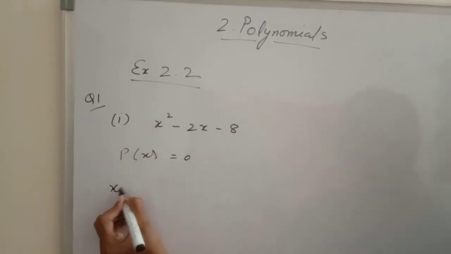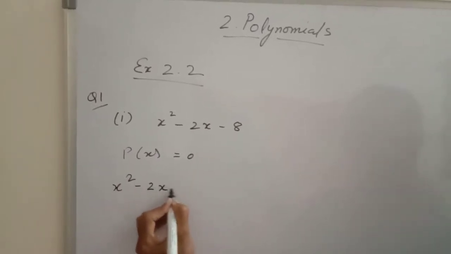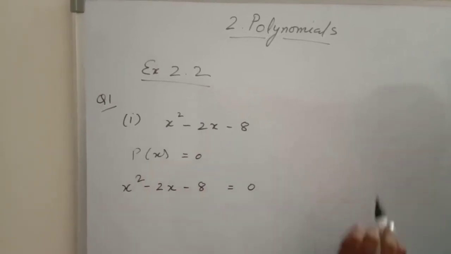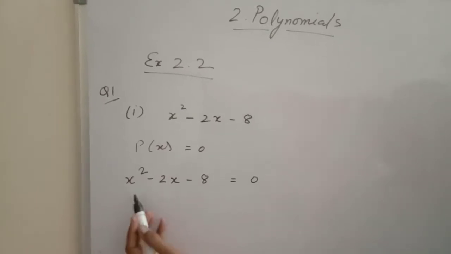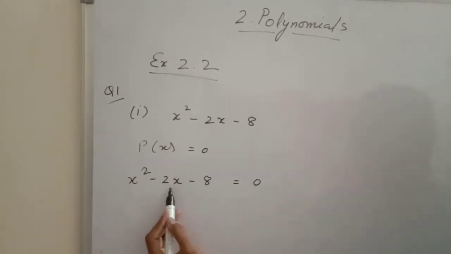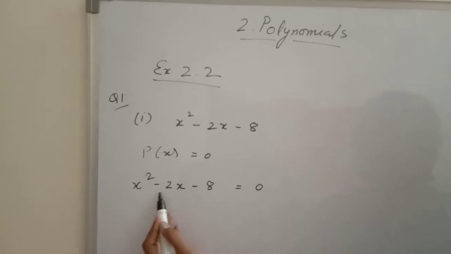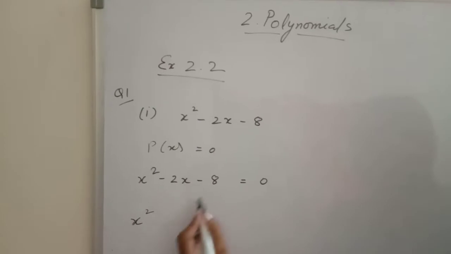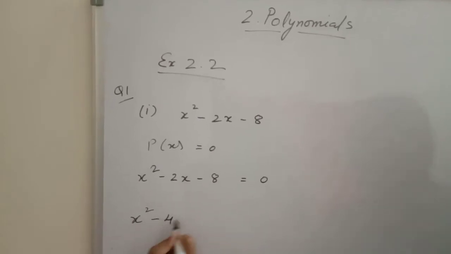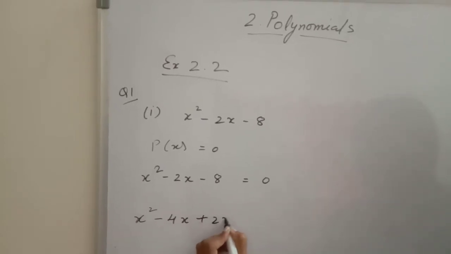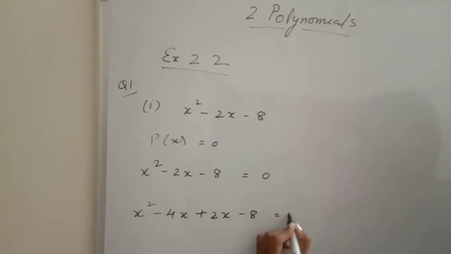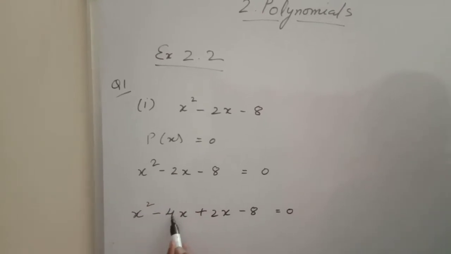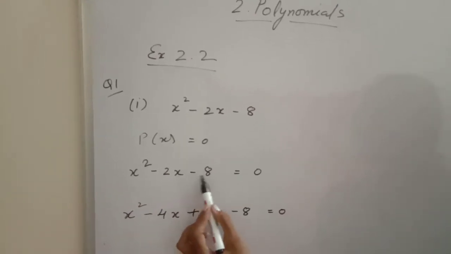What is my p(x)? x² - 2x - 8 = 0. So in place of p(x) I will write this to find the zeros. Now you had learned about middle term splitting, so by middle term splitting I will find the values of x. x². Now this is -2 and this is -8, so I can write -4x + 2x - 8 = 0. See, -4 plus 2 is -2 and -4 into +2 is -8.